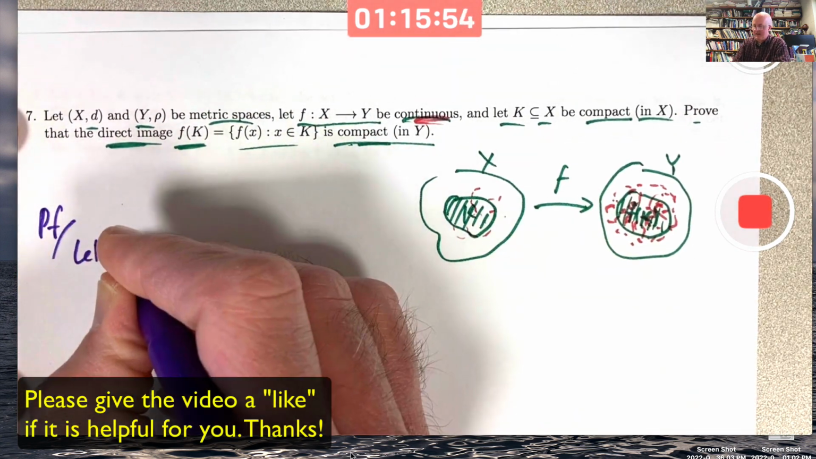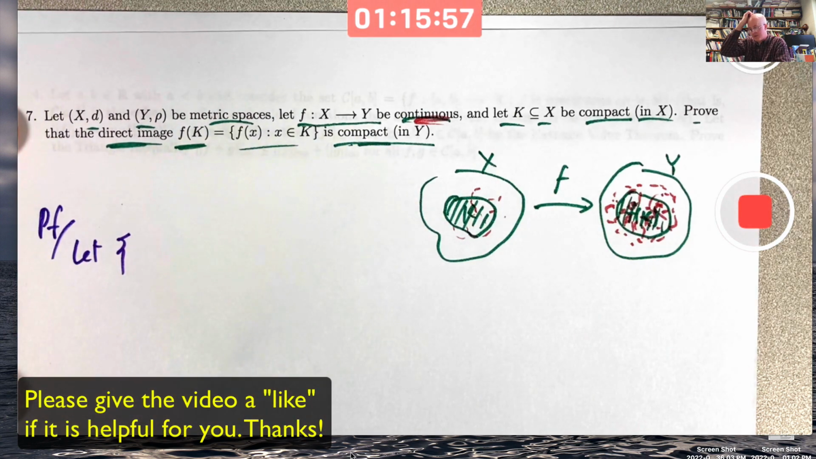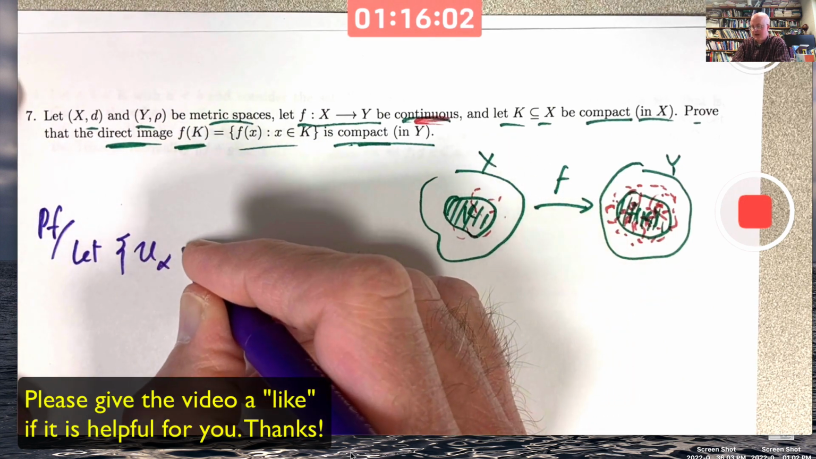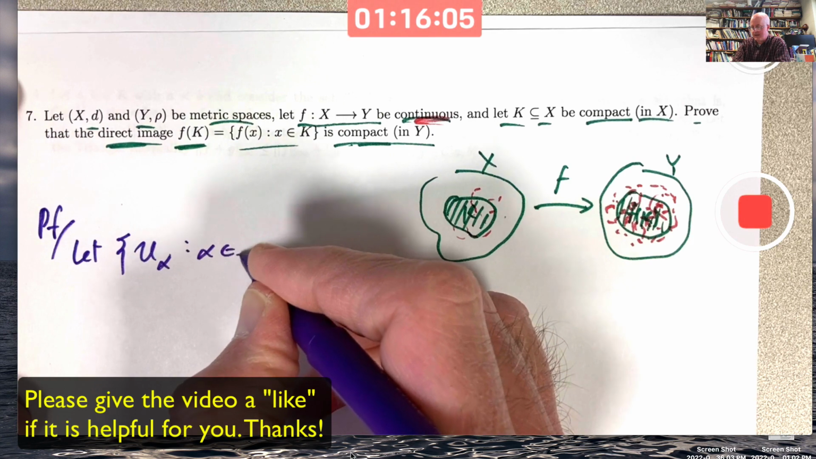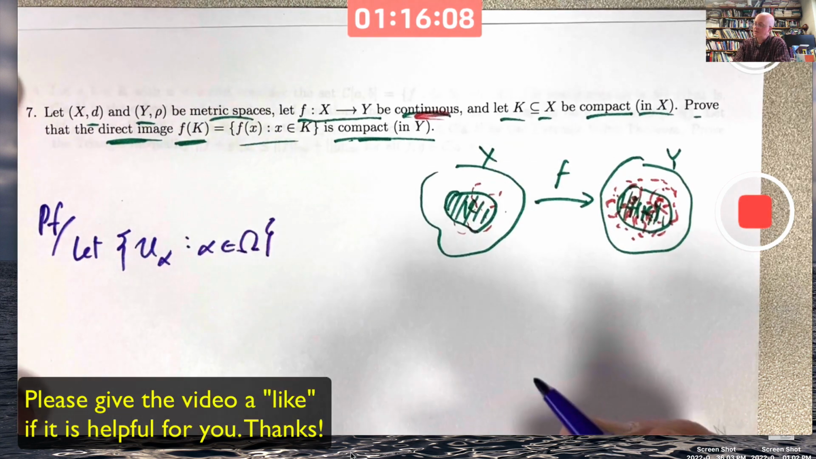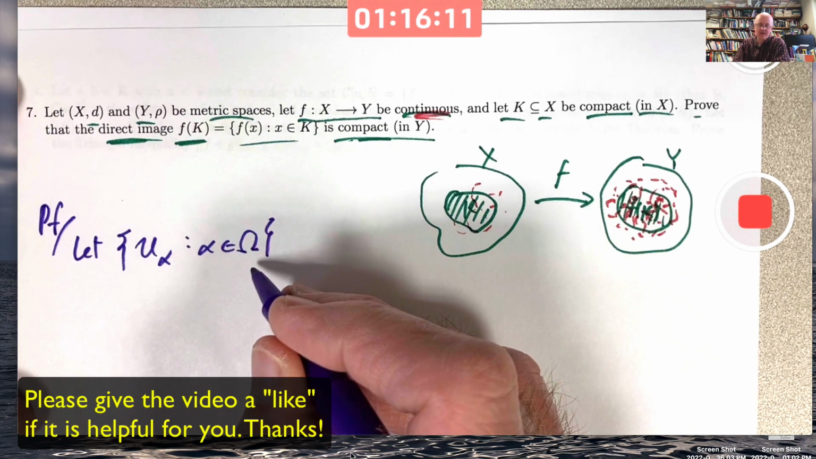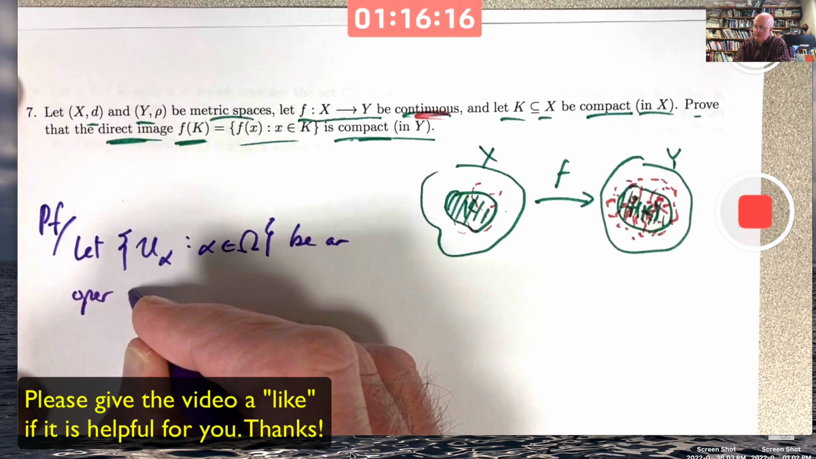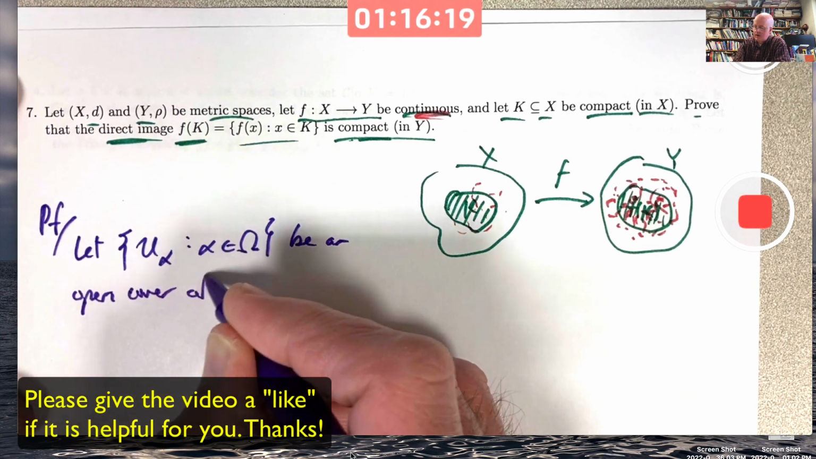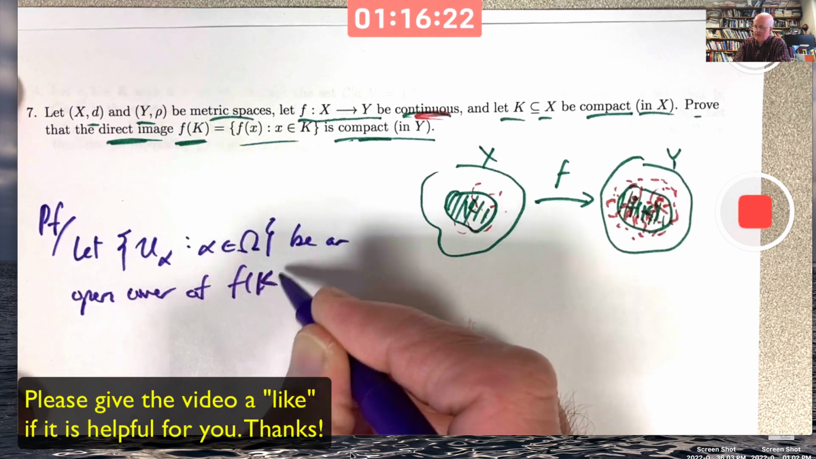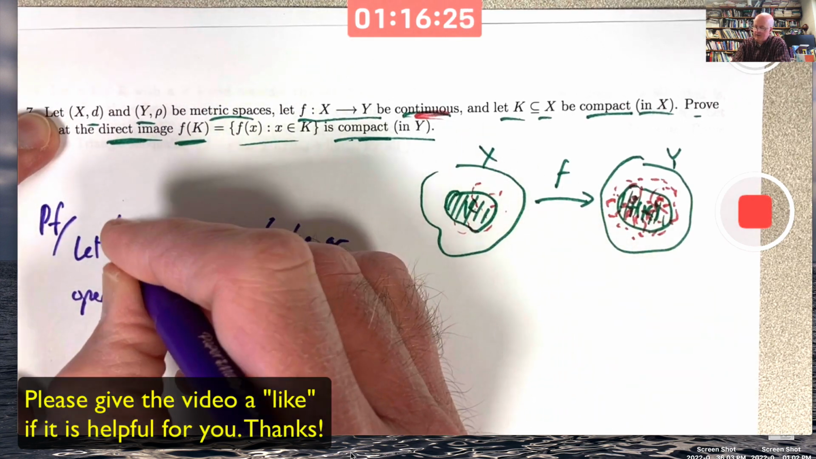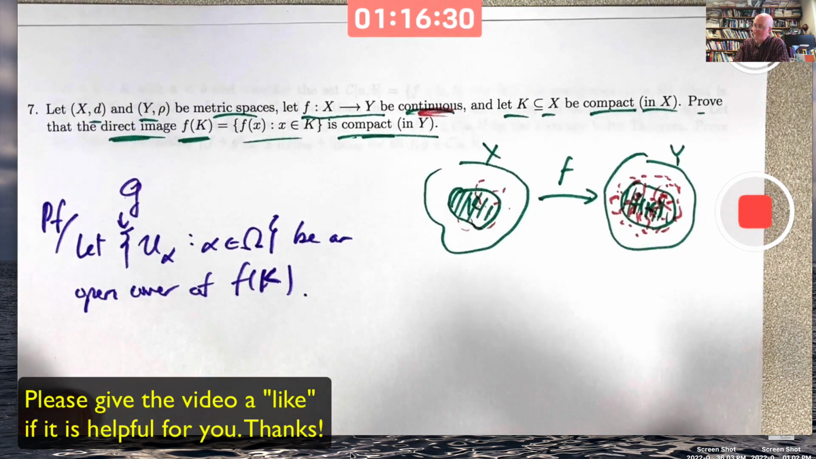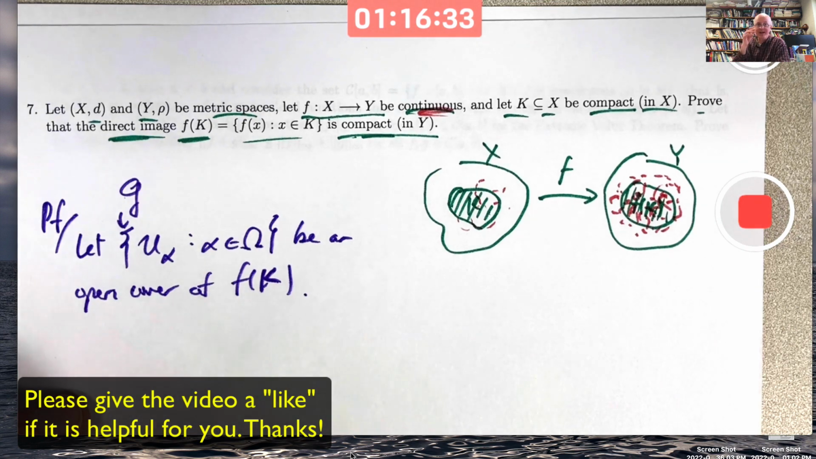Proof. Suppose you got an open cover of the direct image. A general open cover, U sub alpha, as alpha varies over some index set Omega, which in general could be an infinite set, could be countably infinite, could even be uncountably infinite, be an open cover of the direct image f of K. I could call this cursive G if I like. We want to show it's got a finite subcover, and then we'll be done.